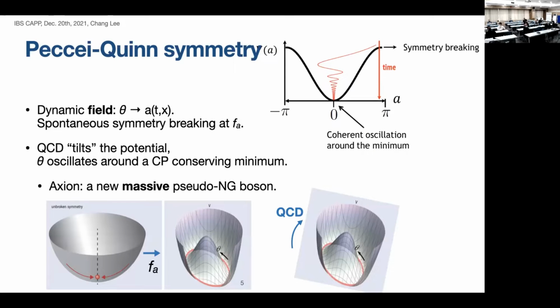So far, the most elegant solution for the problem comes from Peccei and Quinn. They promote the theta angle from a constant to a dynamic field that changes over time and space. This field breaks spontaneously at the scale f_a, so this becomes the Mexican hat potential at the energy scale f_a. In addition, the QCD field gives a potential. So this theta angle can oscillate around the CP conserving minimum and make the vacuum expectation value of theta effectively 0, solving the strong CP problem. The axion is the fluctuation of this theta, and this new particle is slightly massive because the QCD field gives the same field potential.